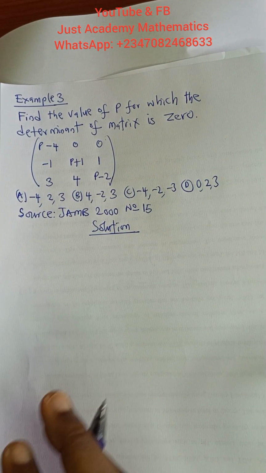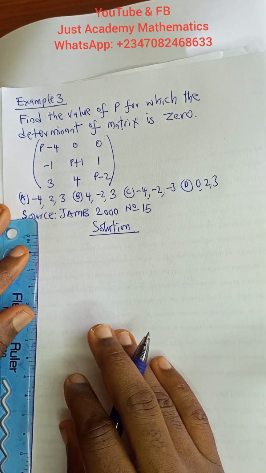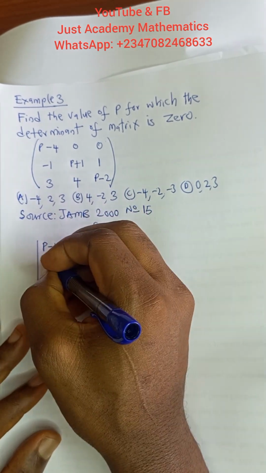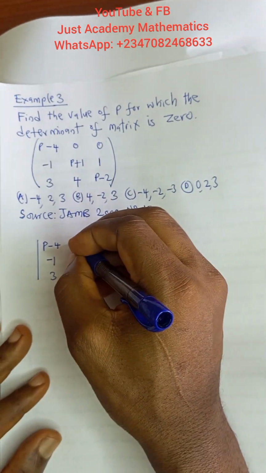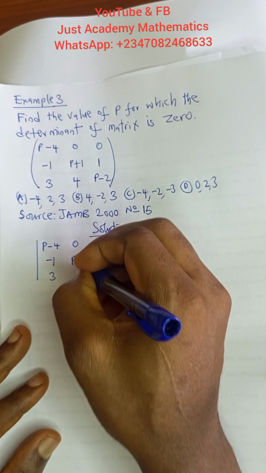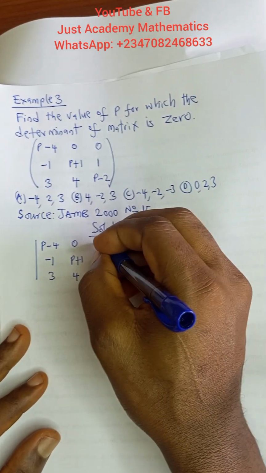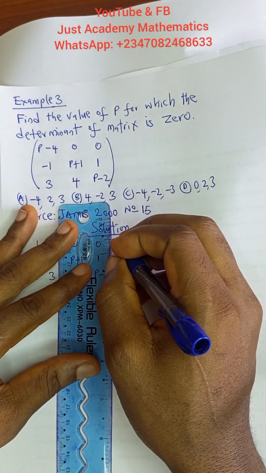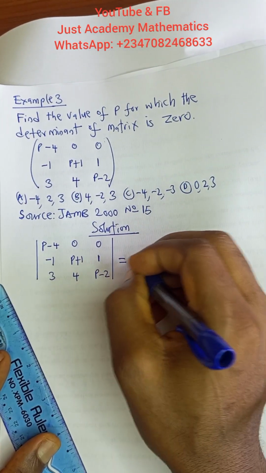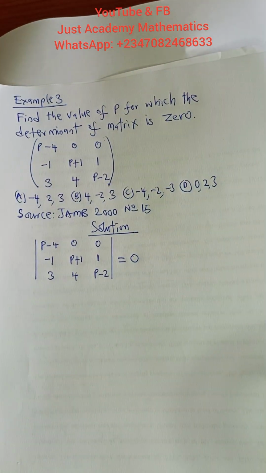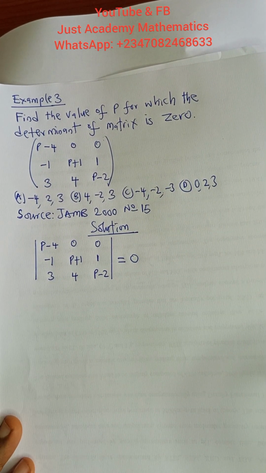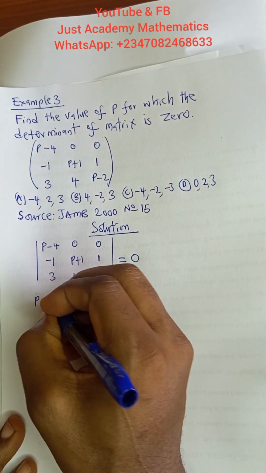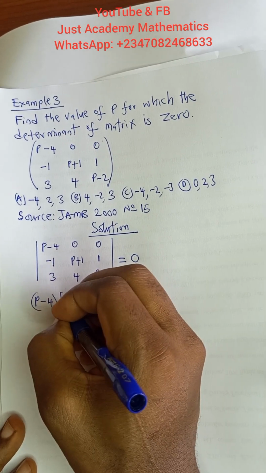Of course, you know that determinant, because that is the matrix form now. And the determinant means, if it's like this, P minus 4, minus 1, 3, 0, P plus 1, 4, 0, 1, P minus 2, is equals to 0. That is what they are saying there. Now we have to find the value of P. Now, we know what the procedure will start with. Start with P minus 4 times, and what?